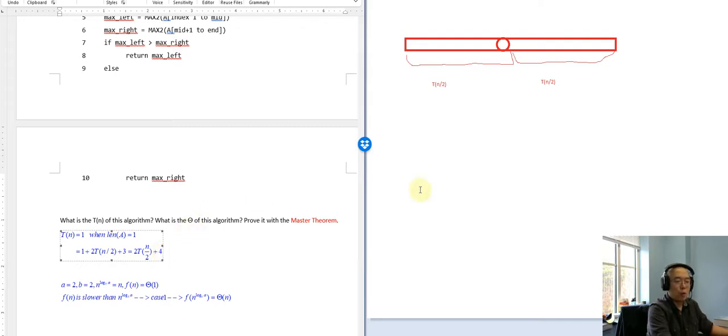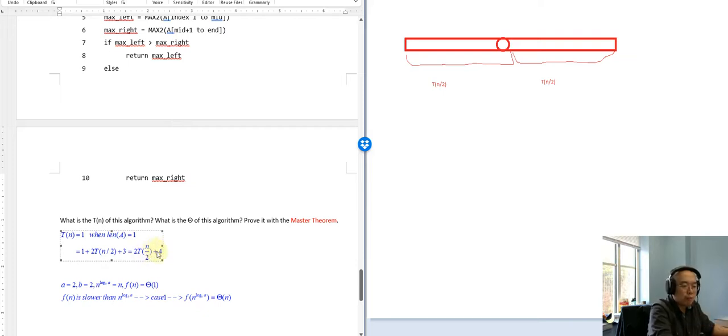Okay, so now what do we do next? For the Master Theorem, you need to answer three very quick questions after you have seen the recursive version of T(n). What is a? What is b? And what is f(n)? So a is 2 here, b is 2 here, and f(n) is a constant, so this is constant time.